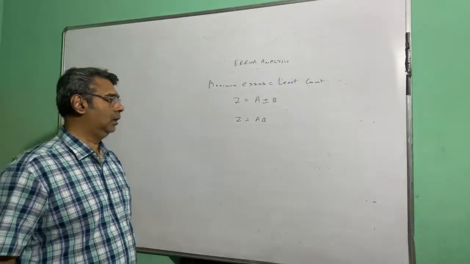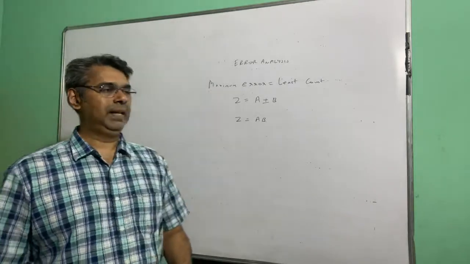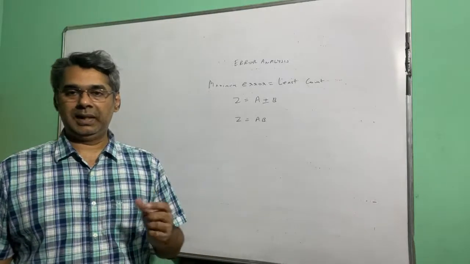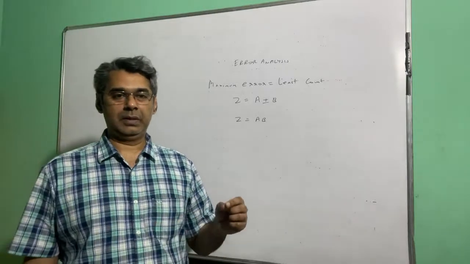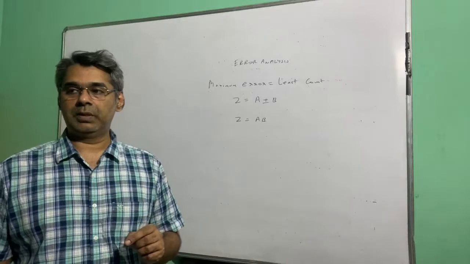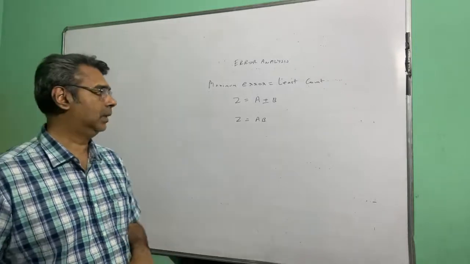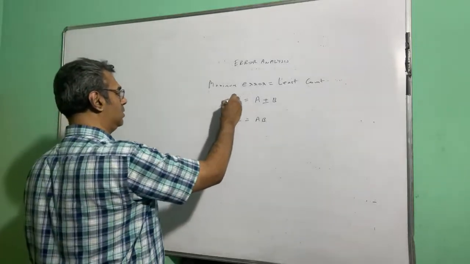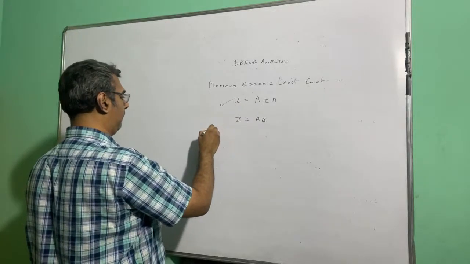Now, the thing is that in the beginning I will tell you the proof, but after some time I won't tell you the proof, because some proofs are a bit complicated. Okay, let's have a look at this one. Z is A plus B.